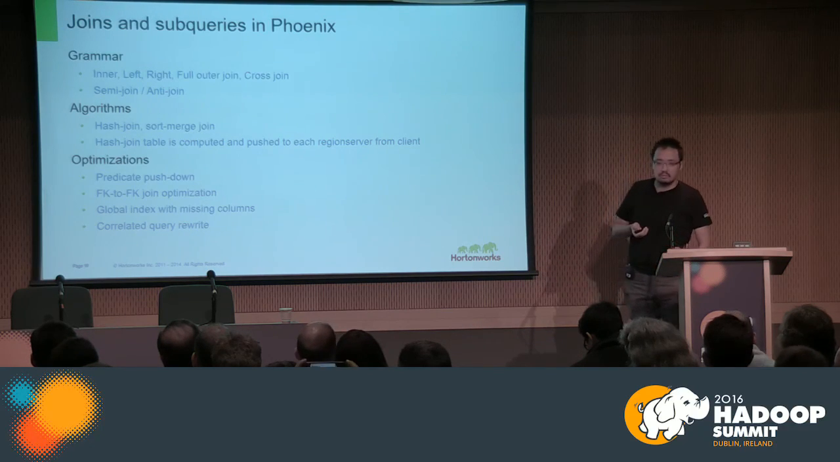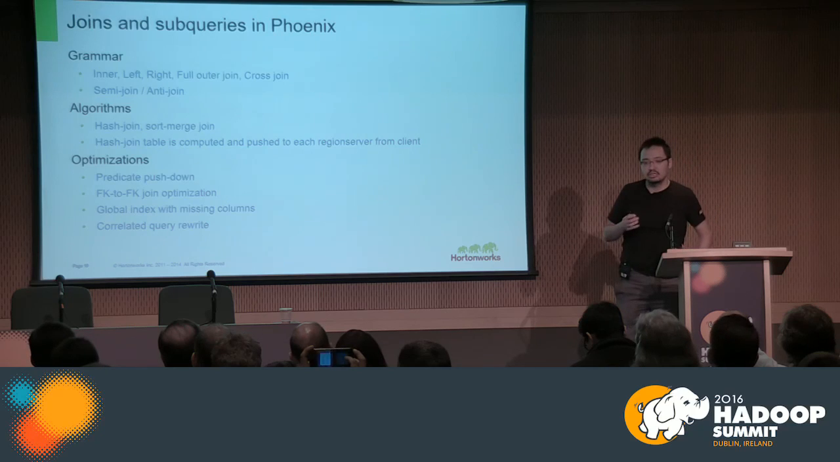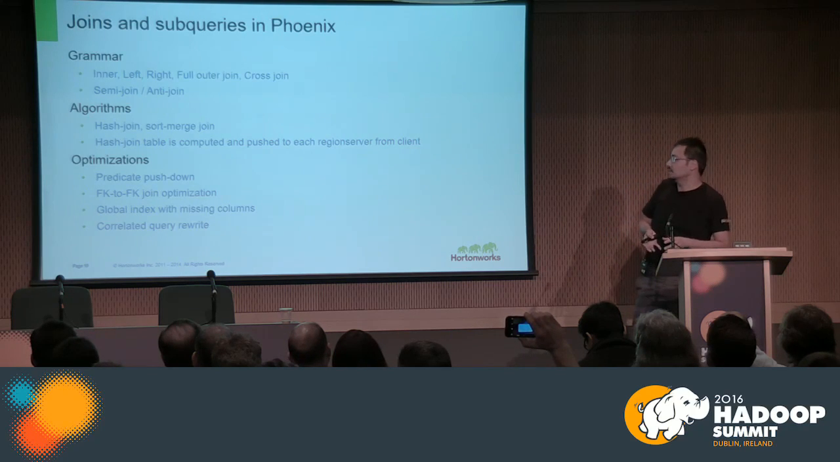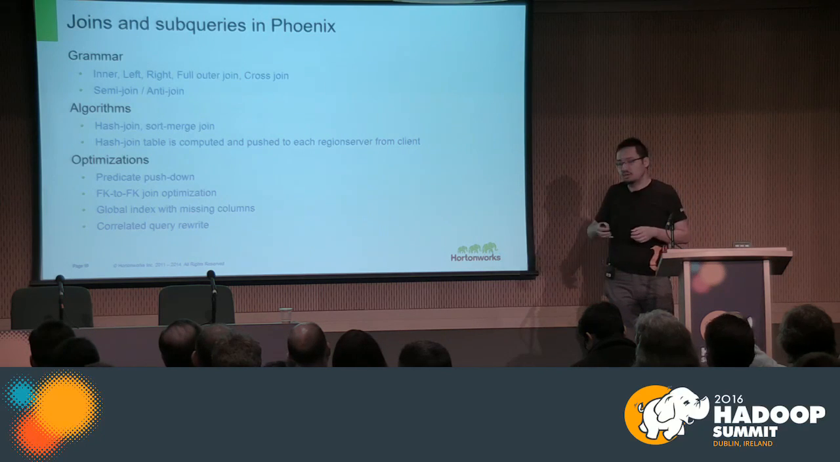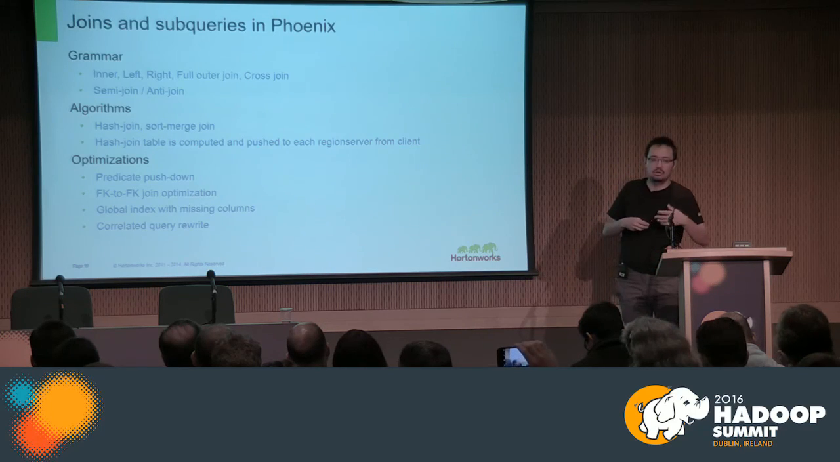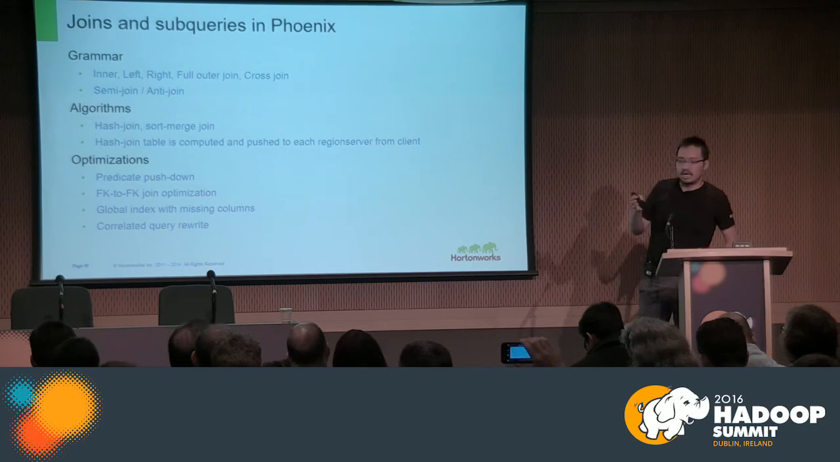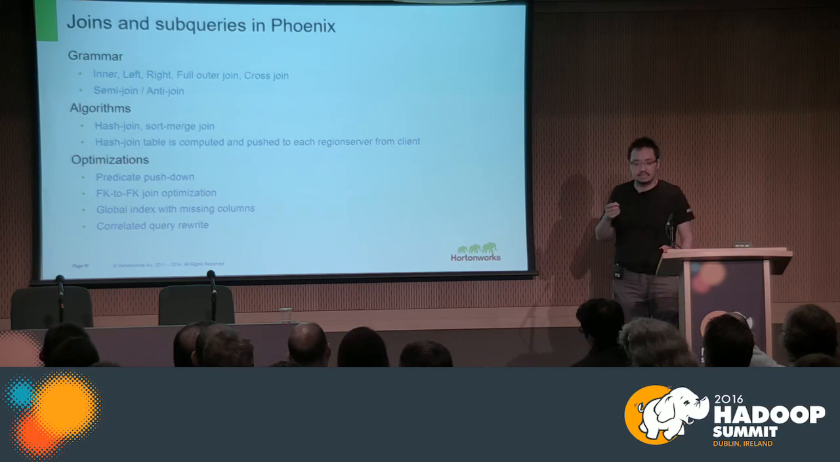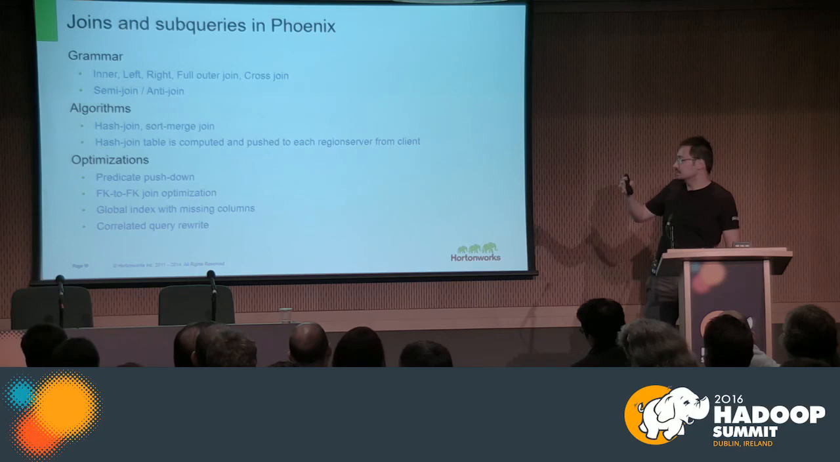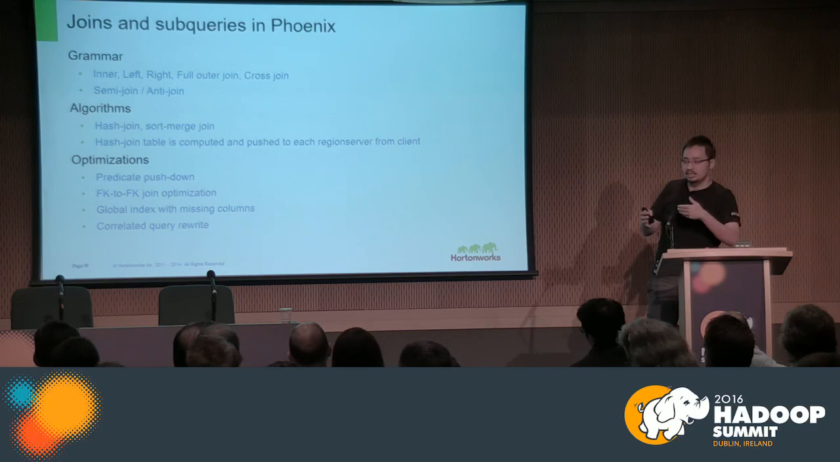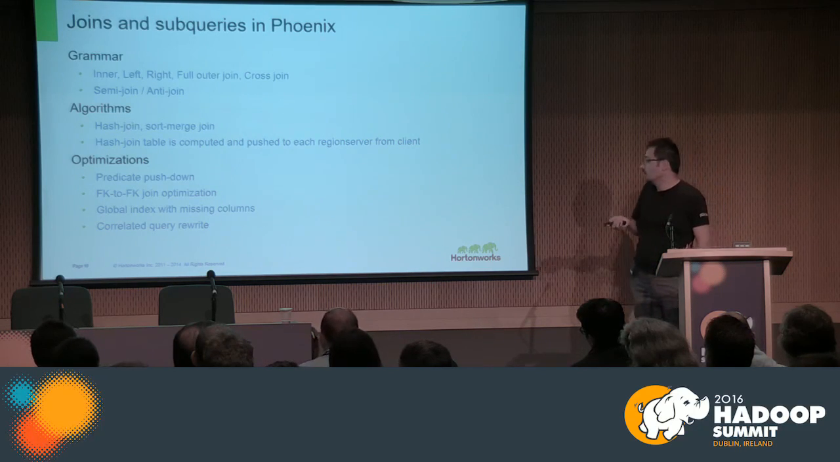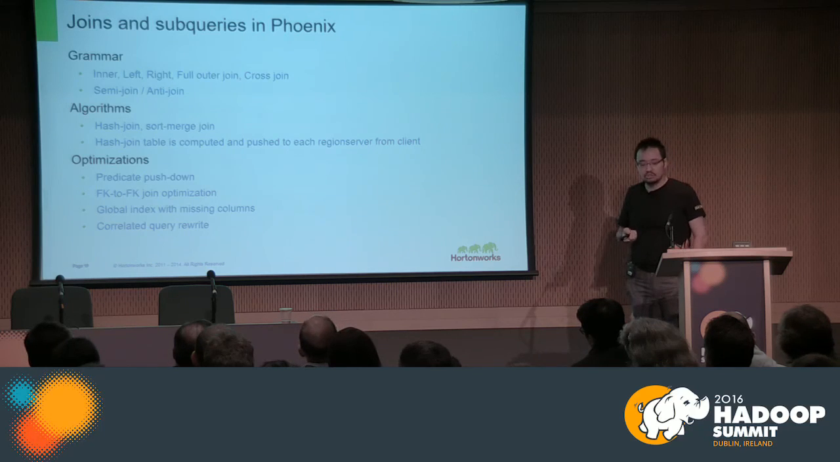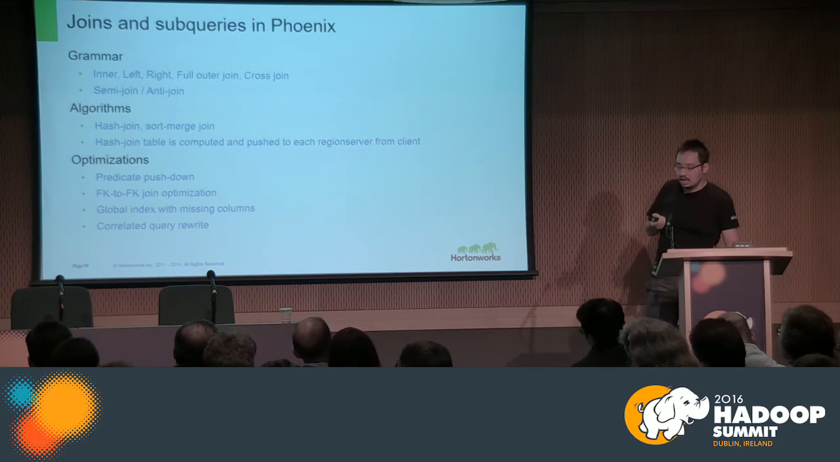So hash joins will be implemented something like this: the hash join table is computed from the client side, and the hash join table is sent out to all the servers that the query has to hit, and then the probe table is scanned with this hash table, and then the join is executed on the fly, right? And it has predicate pushdowns for the joins.